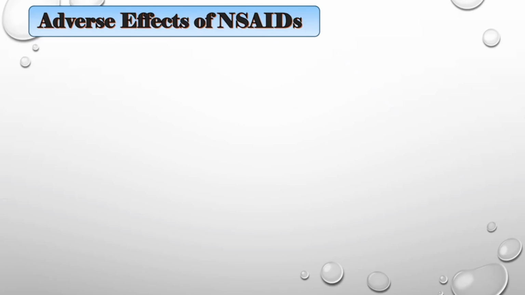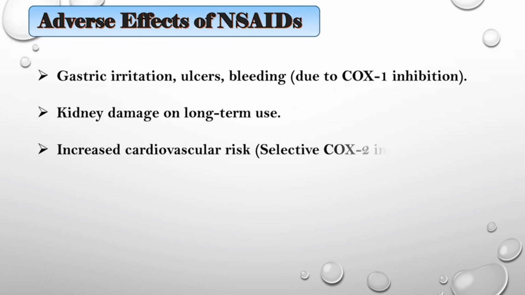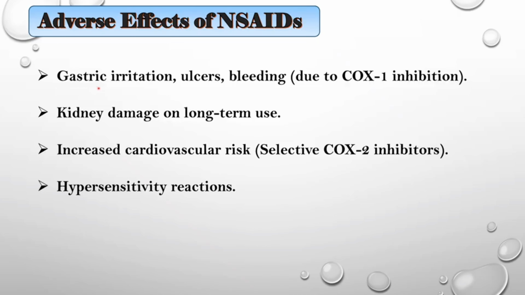Adverse effects. However, these drugs are not free from side effects. They can cause gastric irritation, ulcer, and bleeding because of COX-1 inhibition. Long-term use may damage the kidneys also. Selective COX-2 inhibitors may increase cardiovascular risk. Some people may also develop hypersensitivity reactions.